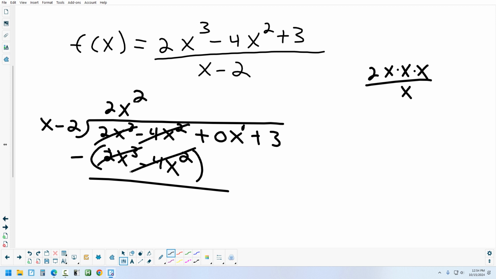Okay, so we got 2 things that canceled. So I wrote 2x squared plus 0, but the plus 0 doesn't really add anything, so I don't have to write it. So, for the next step, bring down the plus 0.